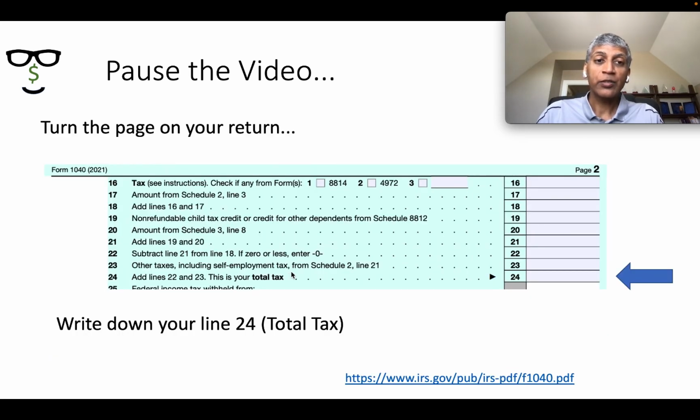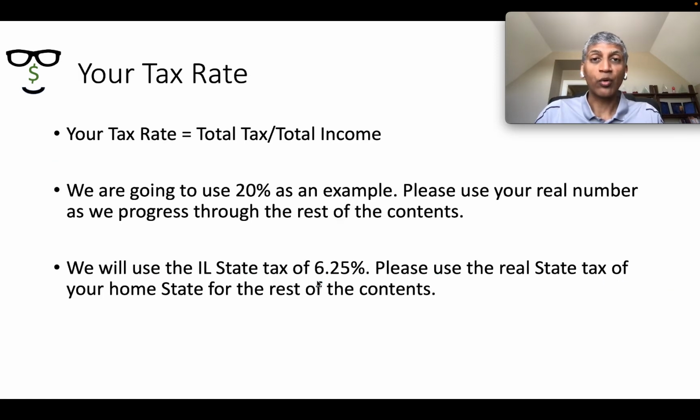Next, you're going to turn the page. And on the next page, somewhere there, you are going to see a line that says total tax. Write that down. So you've written down your total income and your total tax. Divide your total tax by the total income. That is your blended tax rate. Your blended tax rate is approximately what you pay for every dollar you earned in aggregate. We're not looking at the marginal tax rate here. We're not looking at the last dollar. You're just saying, if I put all of my money into a bucket and this is the amount of tax I paid, what is my tax rate?